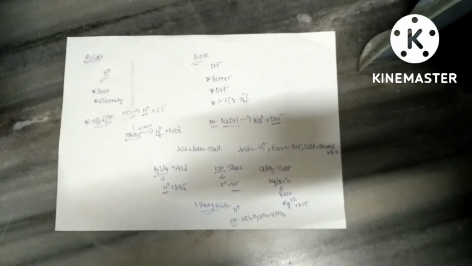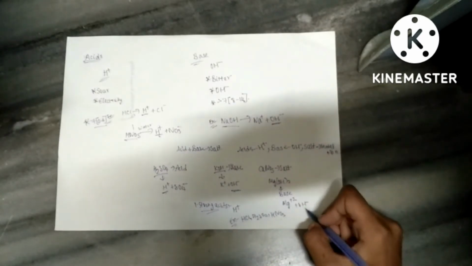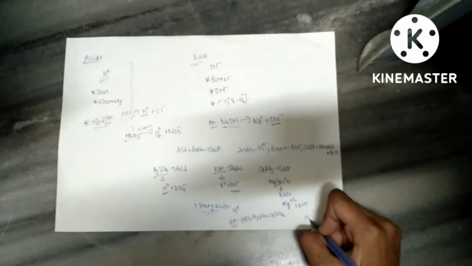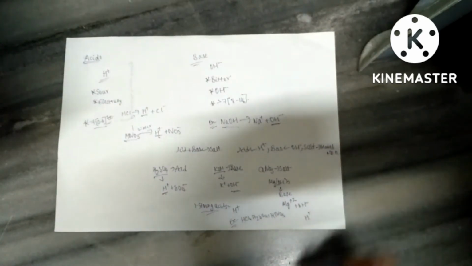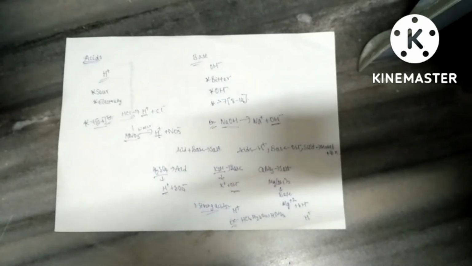Next, weak acids. Weak acids are the acids which partially, I mean incompletely, dissolve in water and give less number of H plus ions. It produces less electricity. As it is producing less number of H plus ions, it produces less electricity. Next, carbonic acids are generally weak acids.